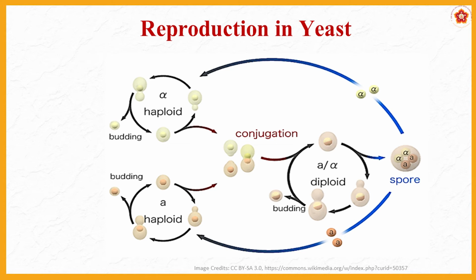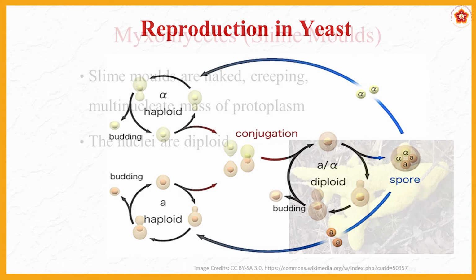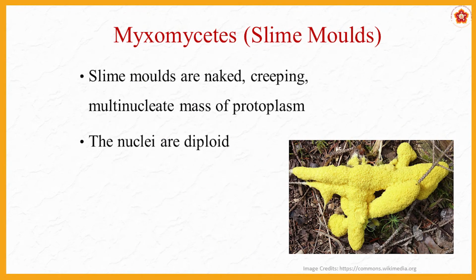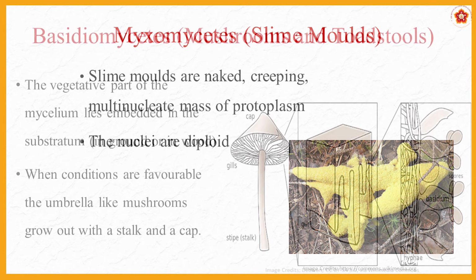As you see in the picture, there is a spore. This spore again germinates and gives rise to new yeast cells. Coming to slime molds. Slime molds are also a type of fungi. They come under the category myxomycetes. They are named slime molds because of their gelatinous nature. They are naked, creeping, multinucleate masses of protoplasm, and their nuclei are diploid.